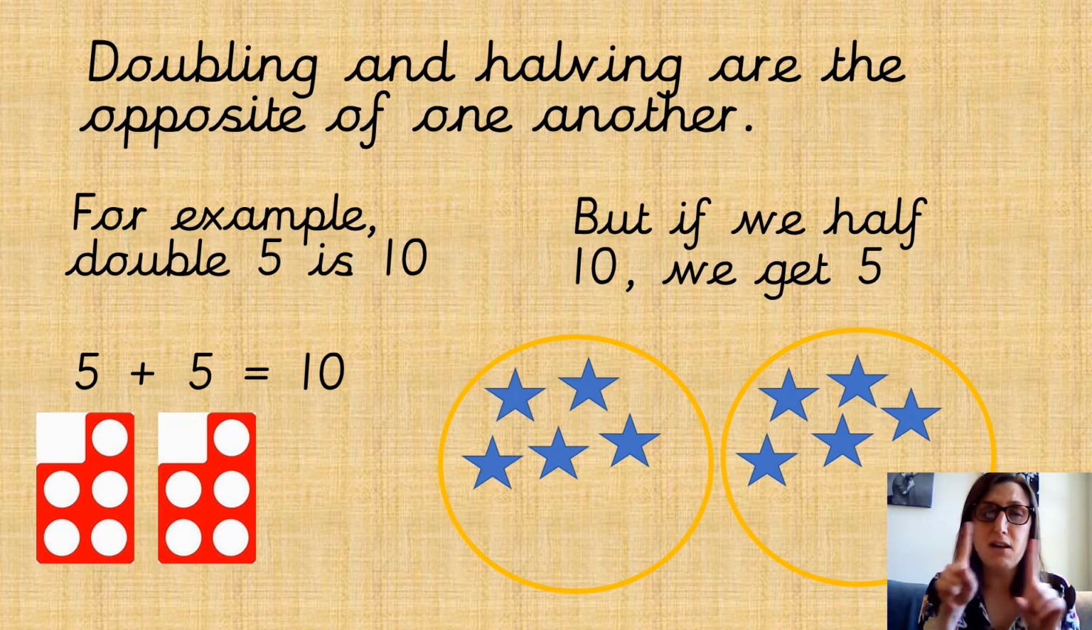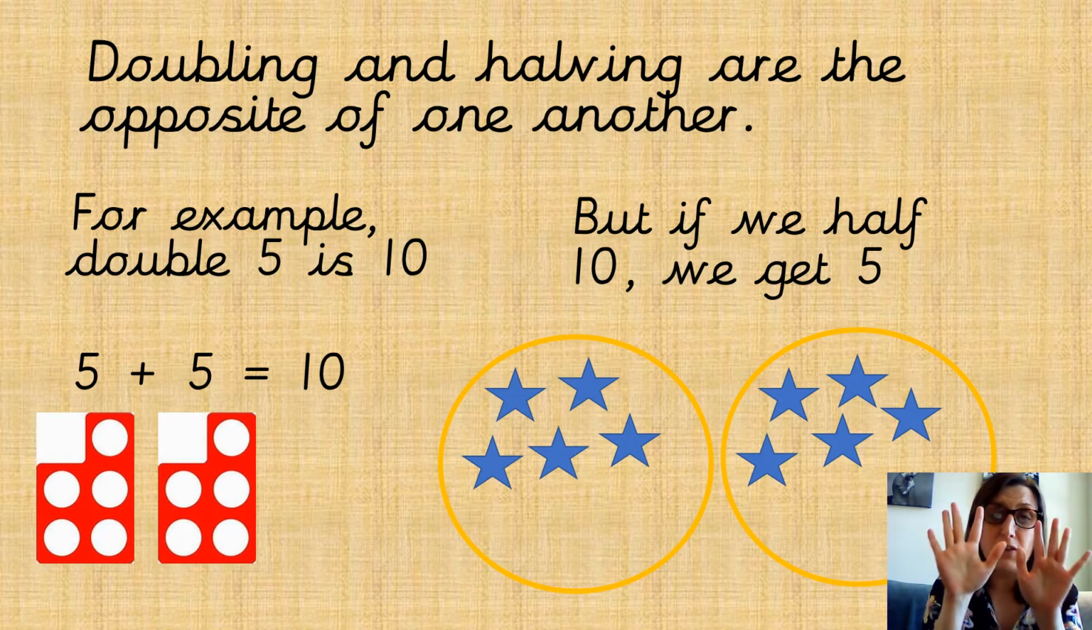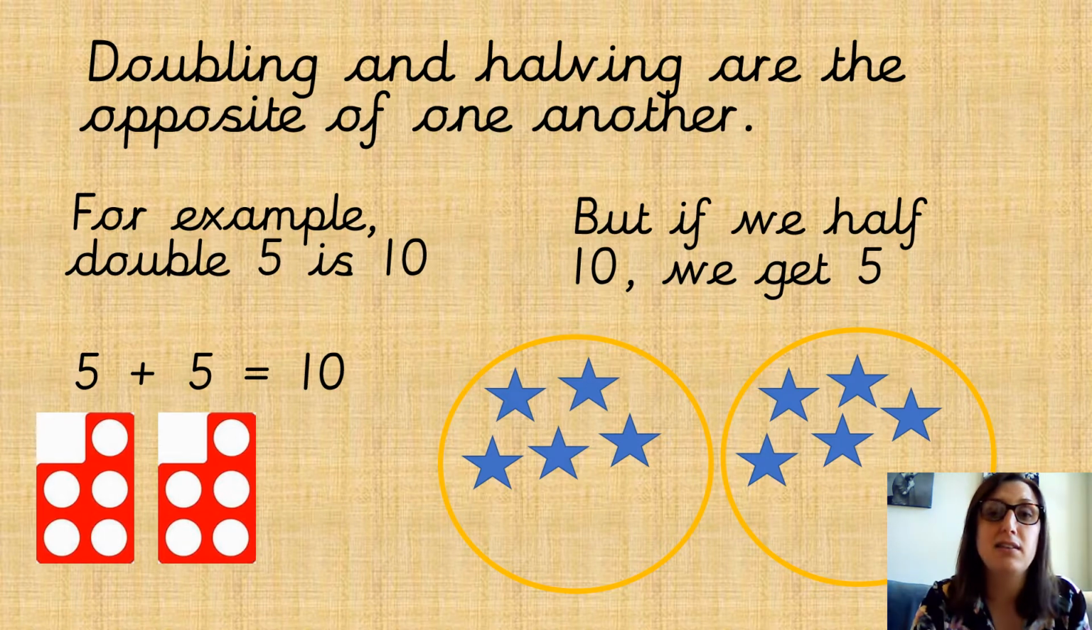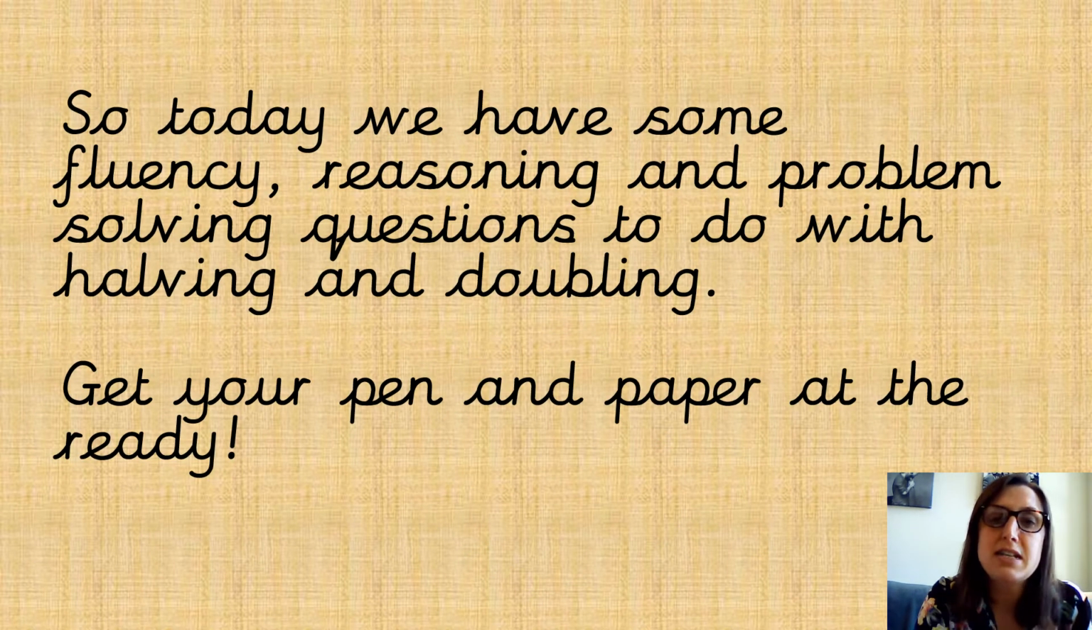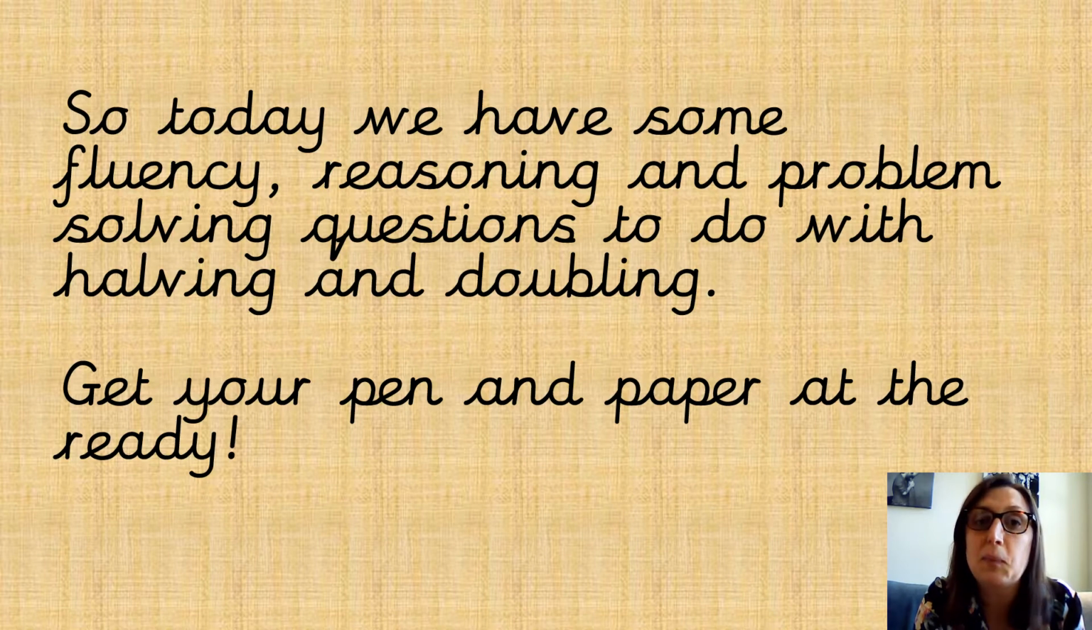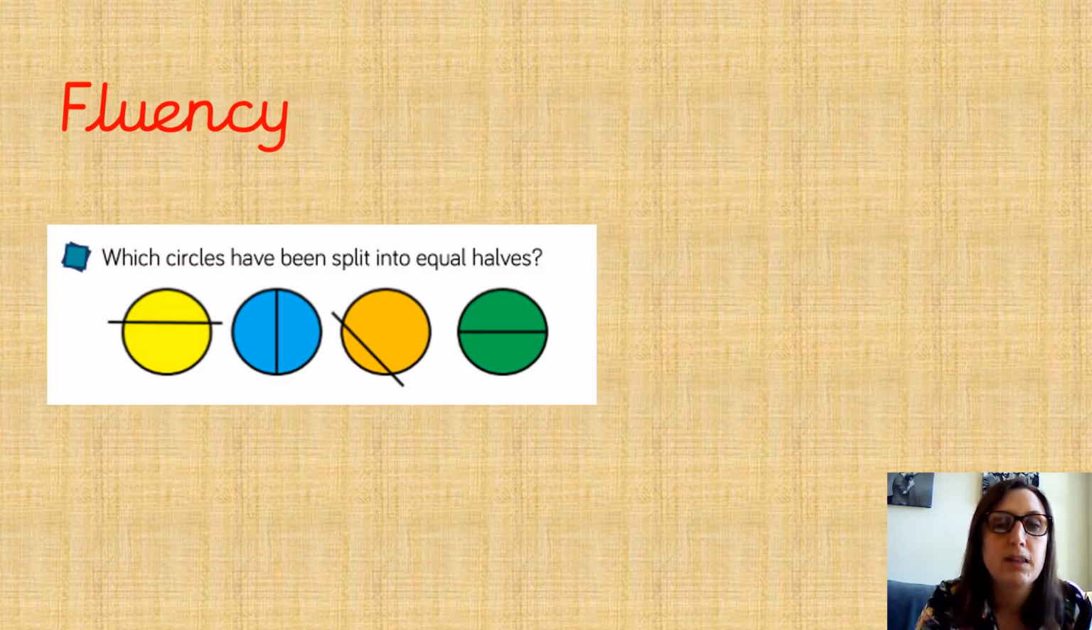So doubling and halving are the opposite. So we had 10 and we shared it into two equal groups and we got 5 in each of those groups. But if we do 5 add 5, we get 10 back together again. Okay, I've told you this bit already, but I'll say it again. So today we have some fluency, reasoning and problem solving questions to do with doubling and halving. So get your pen and paper at the ready.